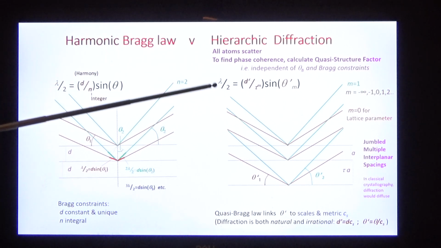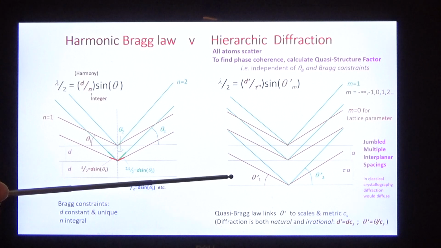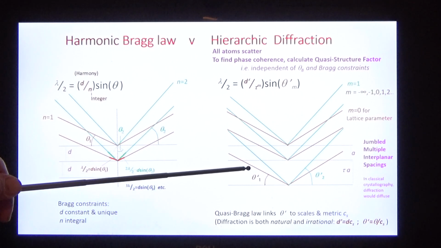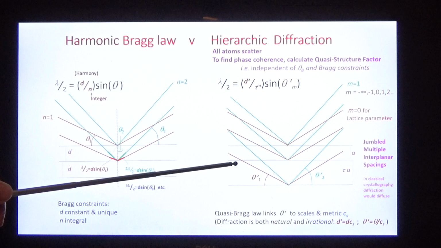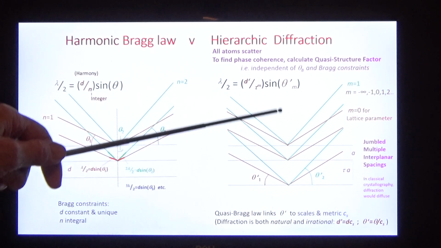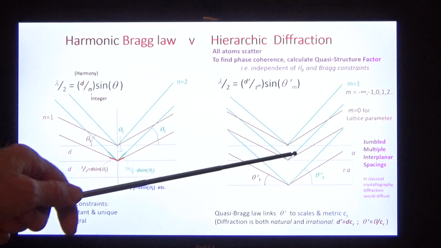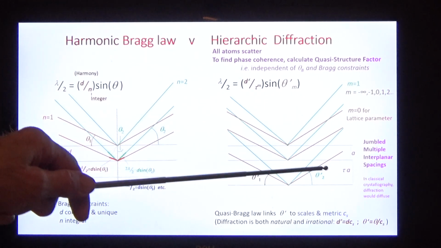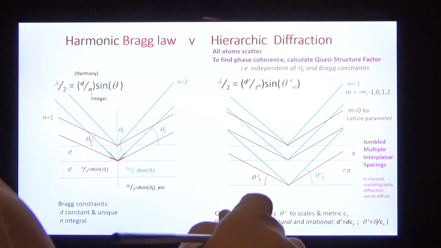In the quasi-crystal, it's different. There are multiple interplanar spacings, as we're going to see. In crystallography, if the multiple spacings are jumbled, that should produce diffuse diffraction, not sharp diffraction as we observe. So if we want to know how the phases add, we have to calculate the structure factor. The structure factor is independent of the scattering angle. But when we've calculated it, we can come back and calculate the scattering angle. So that's the quasi-crystal.